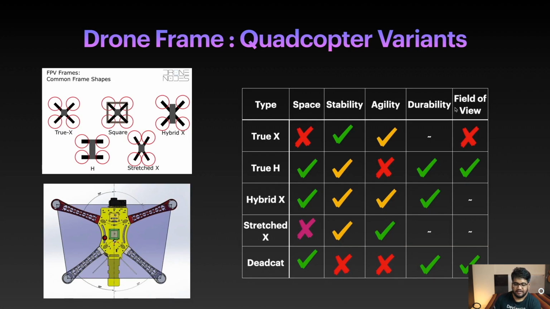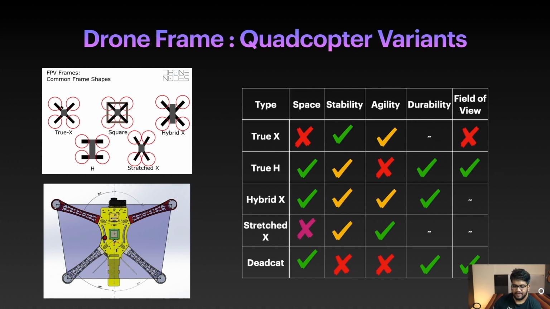Okay, so here is another table which I created. So on the left you can see different drone configurations, and on the right in the columns you will see space, stability, agility, durability, and field of view. So talking about a true X frame, there is very little space, but the stability is very high, agility is also high. Durability again depends on how good the frame manufacturer has been at keeping the electronics safe. Field of view, you don't get a good field of view because the propellers are very close to each other.